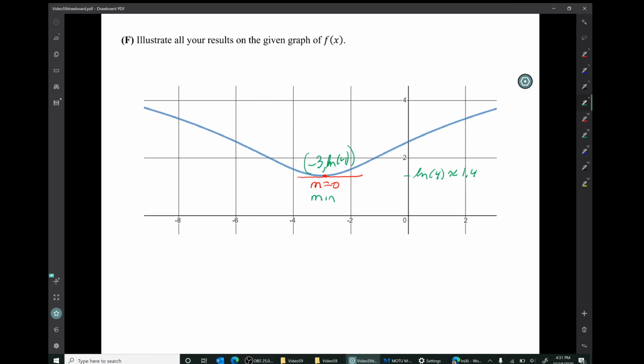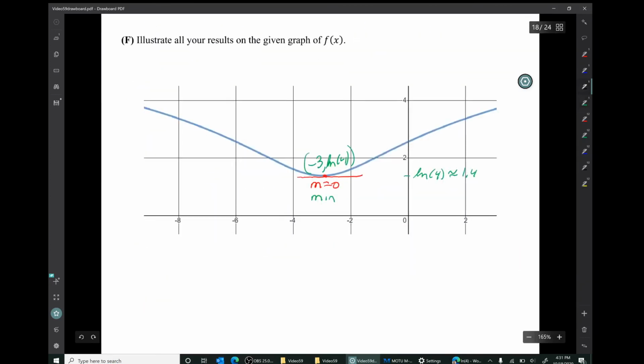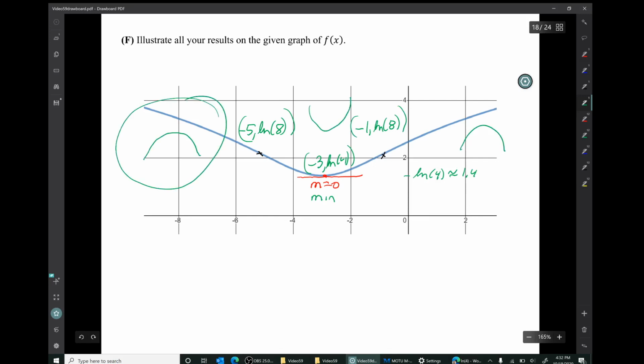Now in the most recent part of the problem, we found these 2 inflection points at negative 5, ln of 8 and negative 1, ln of 8. I'll illustrate those by putting an x on the graph. And I'll note the concavity. Notice that the graph is concave down out here very mildly, but the graph is clearly more concave up there in the middle, and then switches back to being concave down. And these y values, ln of 8, that's about 2.4. I'm sorry, about 2.1.